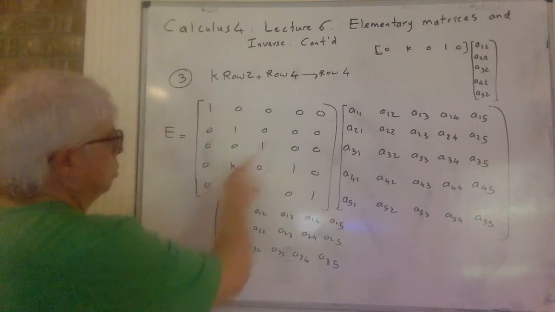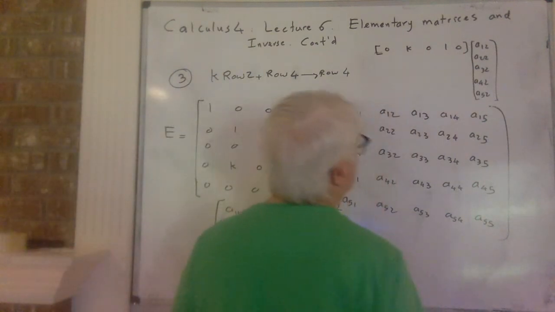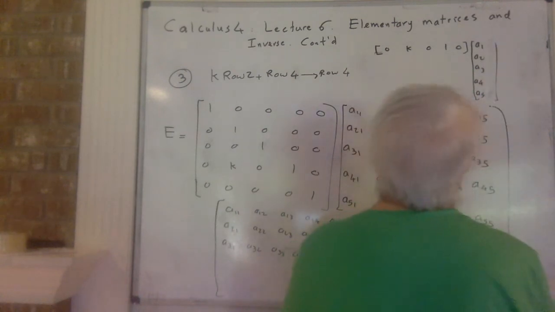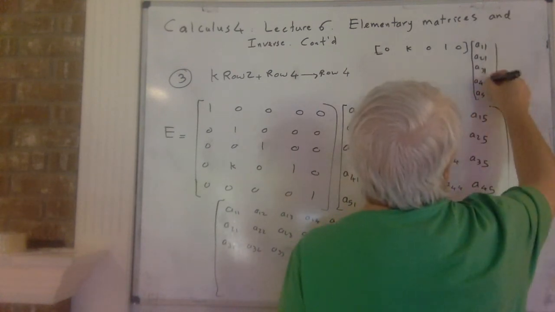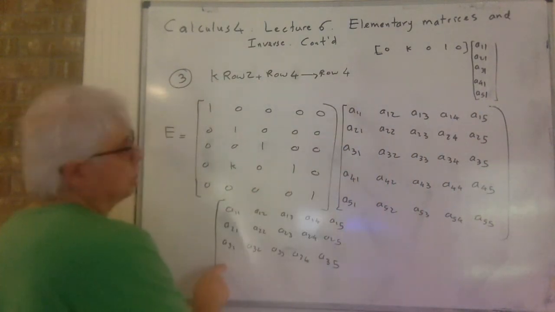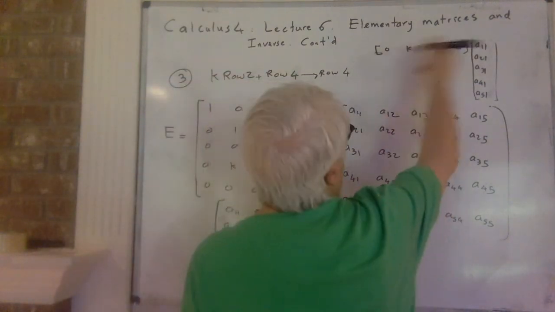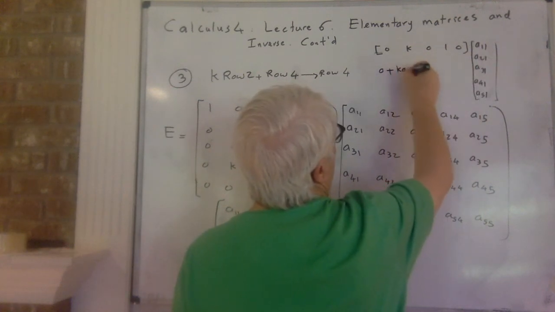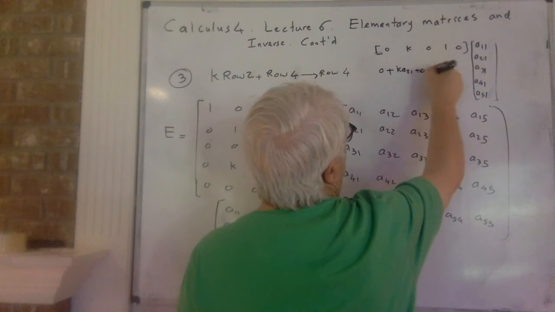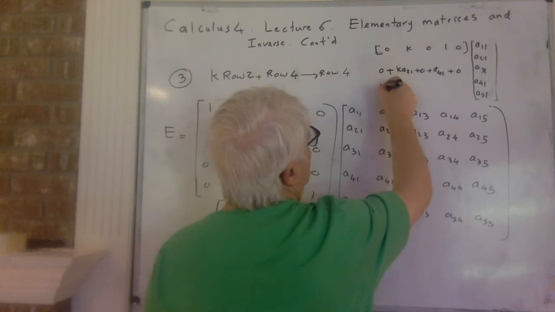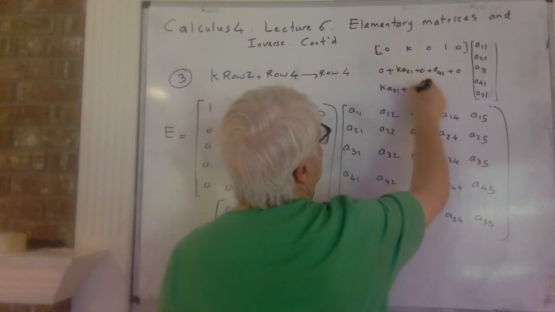First I should multiply this by the first column. So each of them is 1, 1, 1, 1. Right. So this will be this entry here. Okay, so let's do it. 0 times a11, 0. K times a21. Plus 0, plus a41, plus 0. So it is k a21 plus a41.